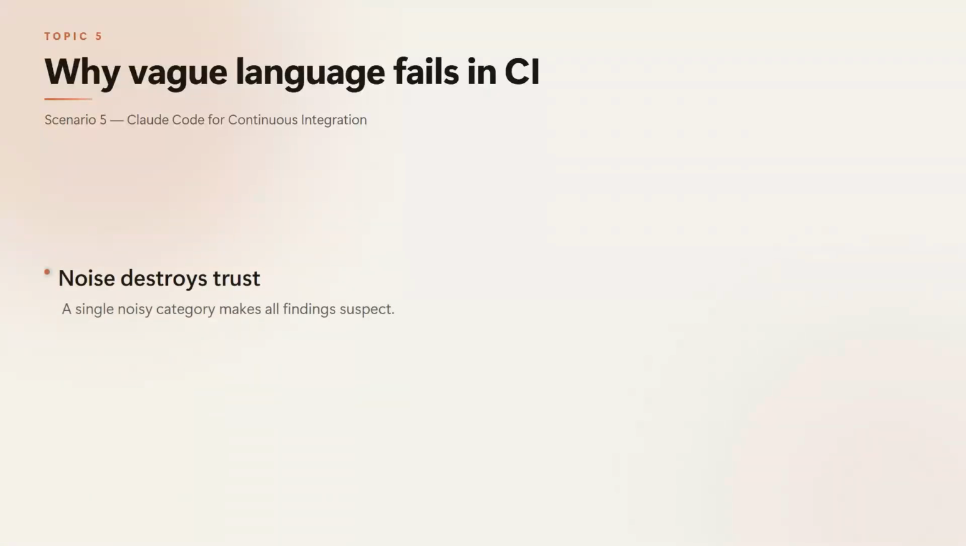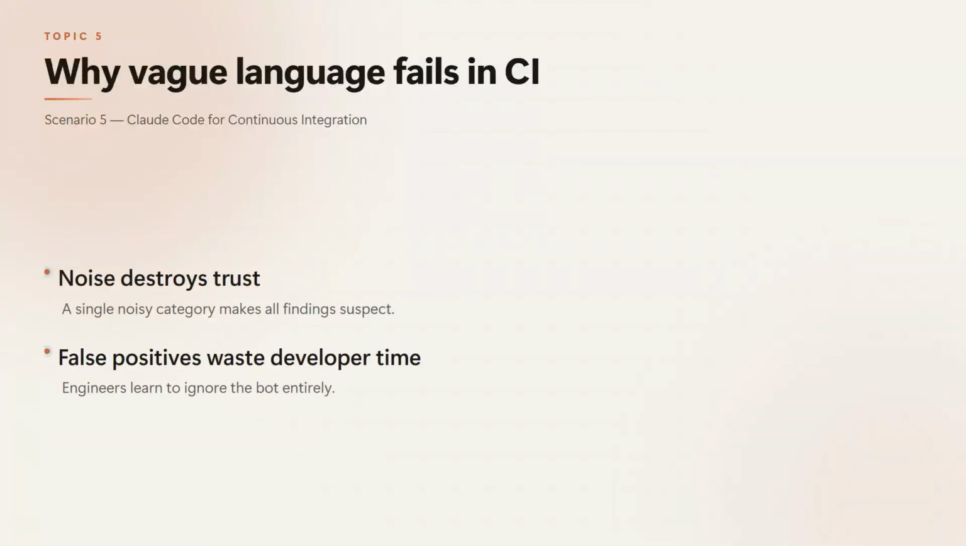In production, a CI bot that cries wolf stops being useful. If 70% of performance findings are wrong, developers don't just ignore that category, they ignore the whole report. The cost is real: bugs slip through because the signal is buried in noise. Vague quality language can't fix this because it doesn't change what the model flags, it only changes the words around the flag. The failure is a credibility collapse that takes months to rebuild.